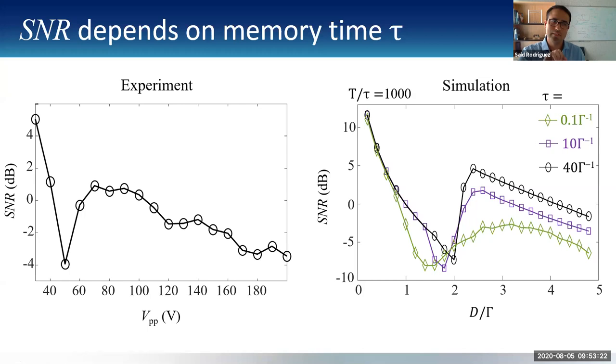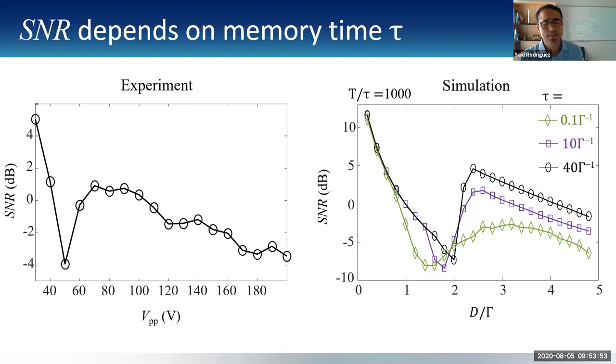And what you see is that as you increase the memory time, this peak grows. It stays roughly at the same value of D of the noise, but the signal-to-noise ratio increases for longer memory time. So this effect actually has two contributions. One is because we're making tau longer, but the other is because we're also making T longer, right? And you can also make T longer in a Markovian system.